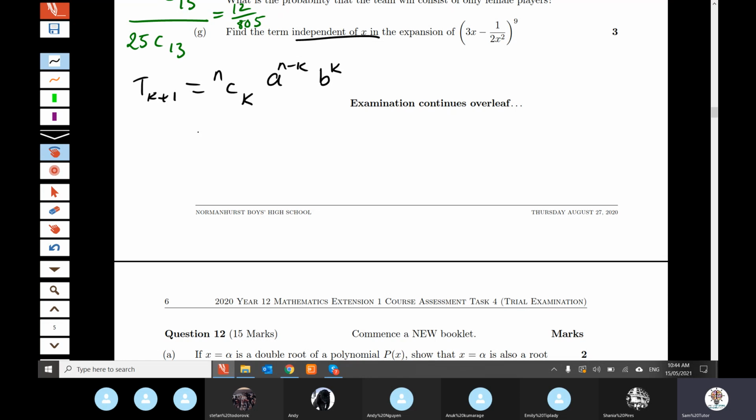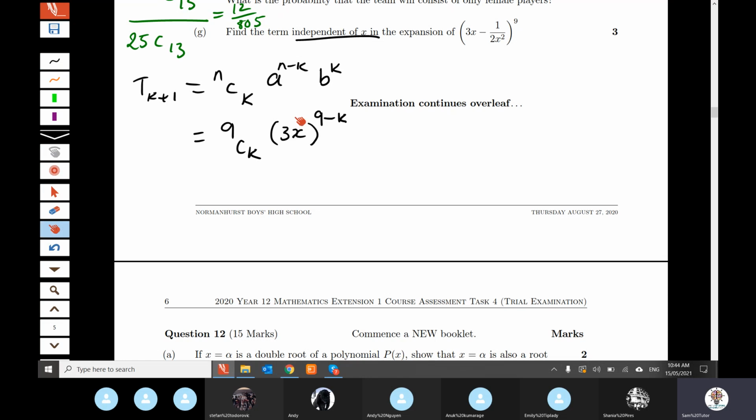All right. So in this question, what does n equal to? 9. Choose k. That's the term we want to find. A. What does a equal to? 3x to the power of 9 minus k.